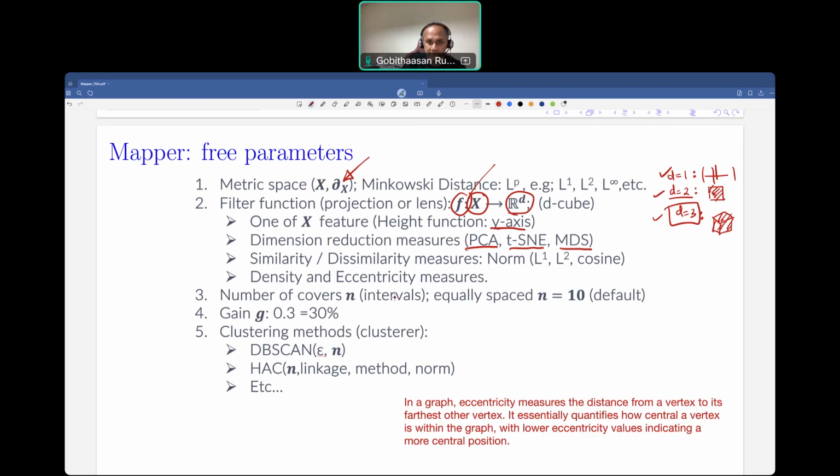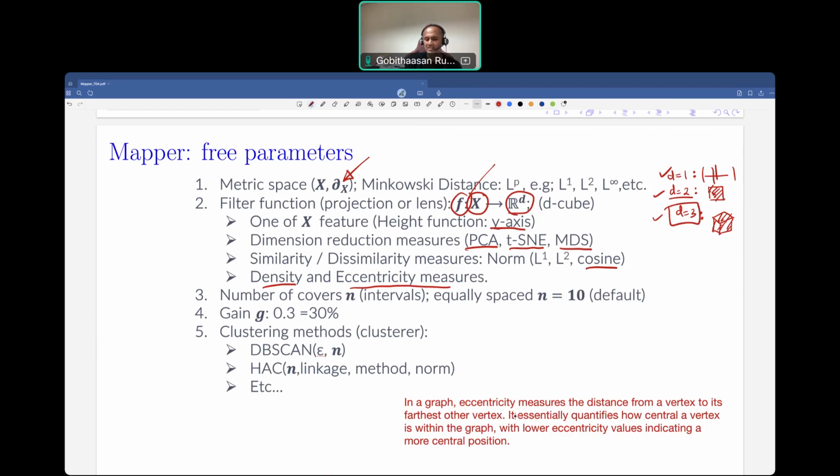And then the distance, right? The distance can be similarity or dissimilarity measures as well. So L1, L2, cosine similarity measure can also be used. You can also use each single point. For each single point, we are able to compute its density. And density basically takes into consideration the members or the neighborhood where it lives. So that is density. It can also be eccentricity.